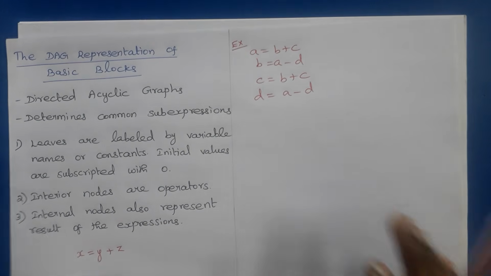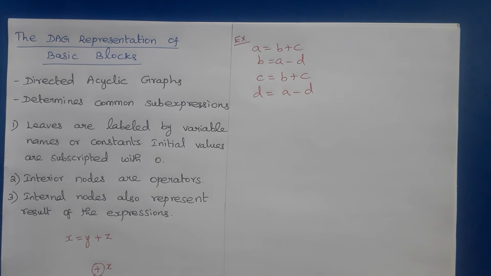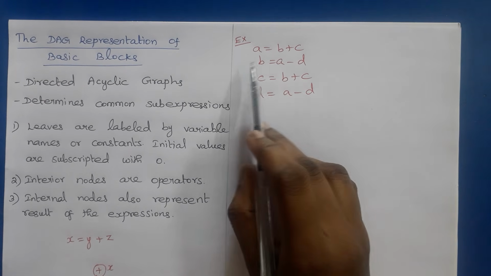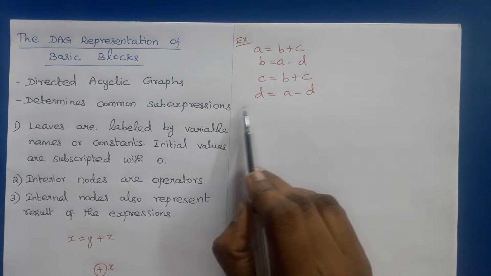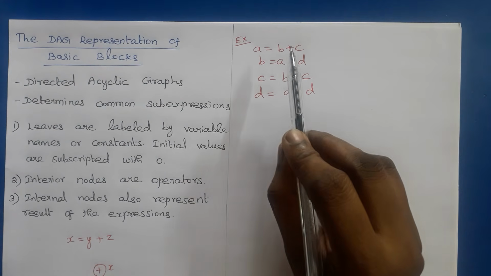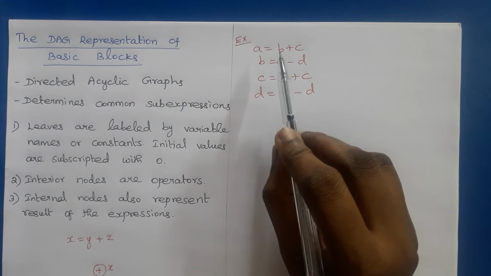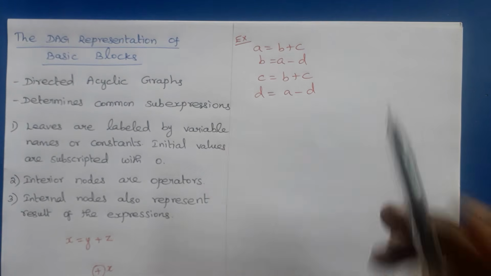Now we will consider another example. Here our basic block has four three address statements: a equals b plus c, b equals a minus d, then c equals b plus c, and d equals a minus d. The DAG will consider statement by statement, each statement in turn. So first take a equals b plus c.